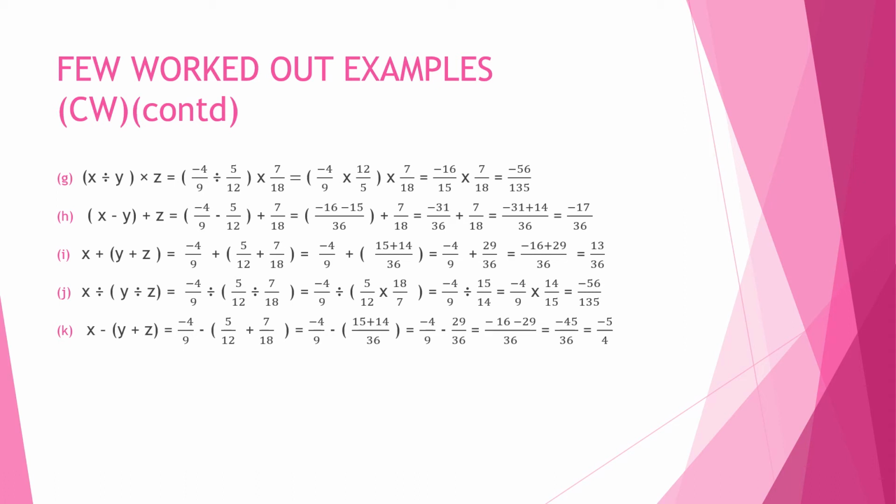Part K, x minus y plus z. So here again y plus z has to be done first, which comes to 29 by 36, and then the subtraction, and the final answer is minus 5 by 4.